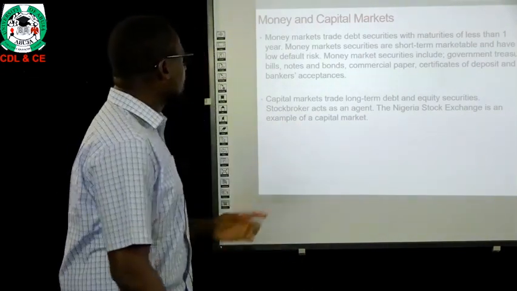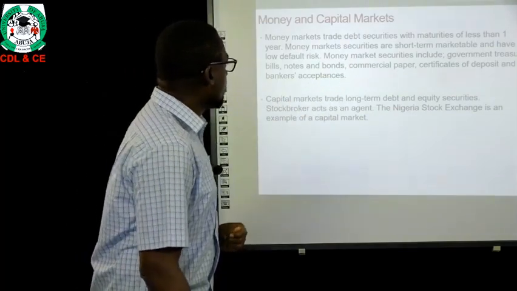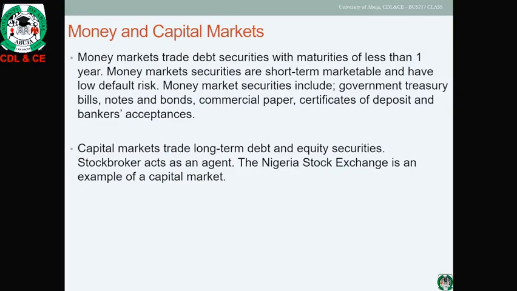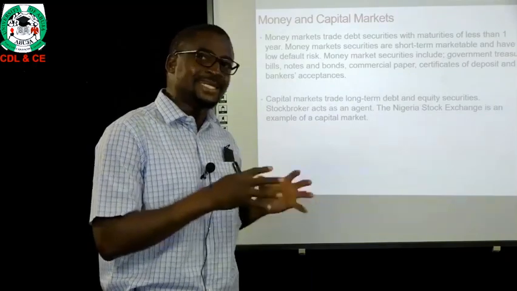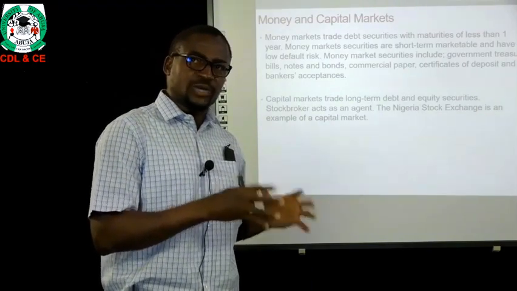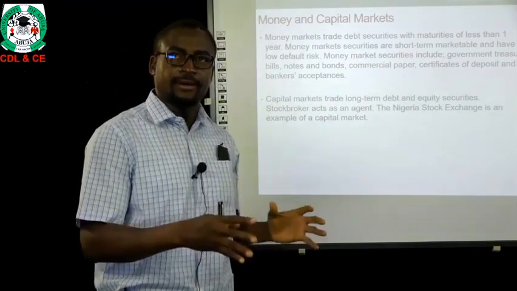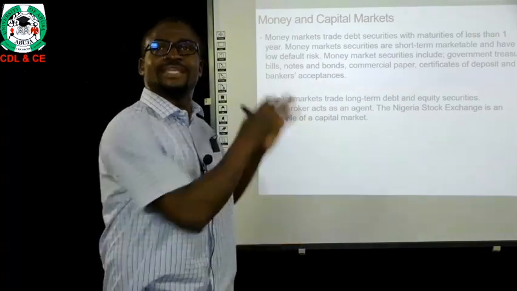Securities such as government treasury bills, notes, bonds, commercial papers, certificates of deposit, and bank acceptances. These are all short-term financial securities for people that have sufficient funds that they don't have immediate need for, but which they will need within that same year, and will likely invest in the money market.